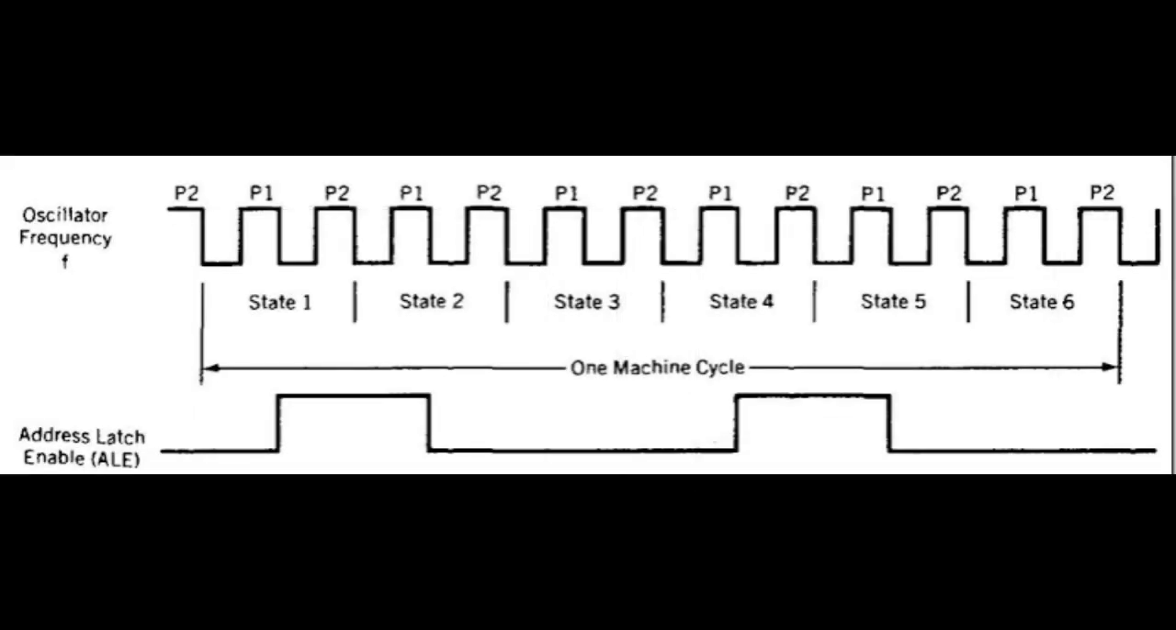Clock edges, why they matter. The 8051 operates based on clock edges. A clock edge is the transition of the clock signal. Low to high is the rising edge. High to low is the falling edge. At these edges, registers update, instructions advance, and data is transferred. So, each clock edge acts like a trigger telling the microcontroller, do the next step now.